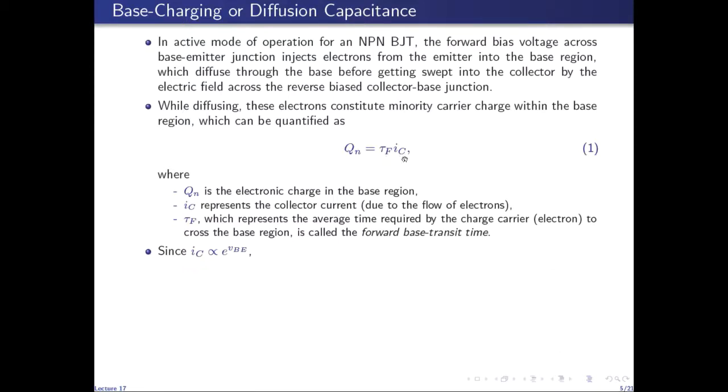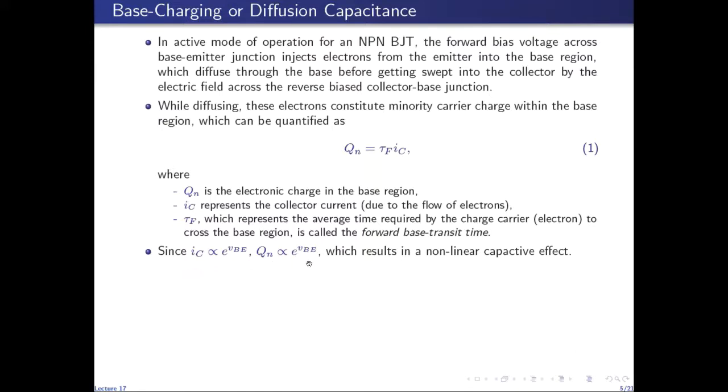We know that IC has an exponential dependence on the base-emitter voltage, which means that, because Qn is proportional to IC, Qn will have an exponential dependence on the base-to-emitter voltage. This means that a small change in base-emitter voltage will induce a large, nonlinear change in Qn. This is a nonlinear dependence. So the resulting capacitive effect is highly nonlinear, it's exponential.